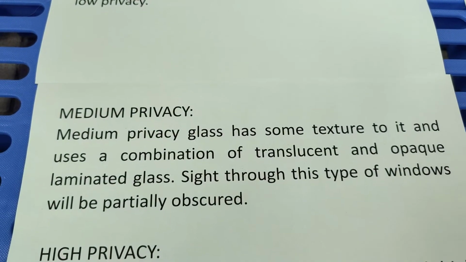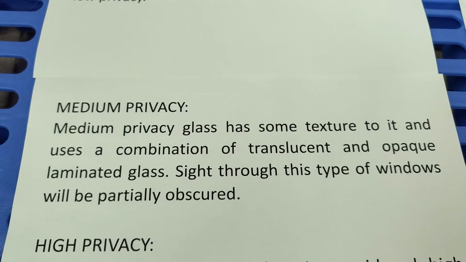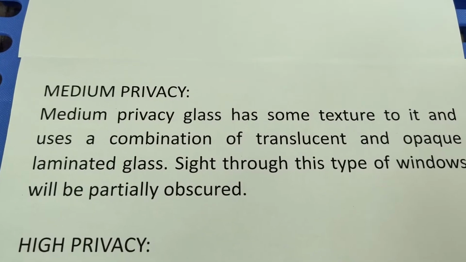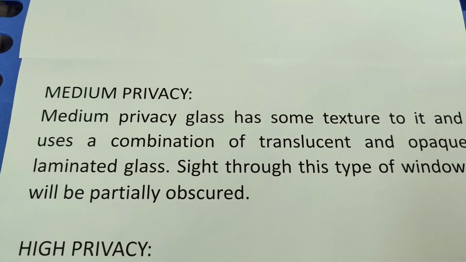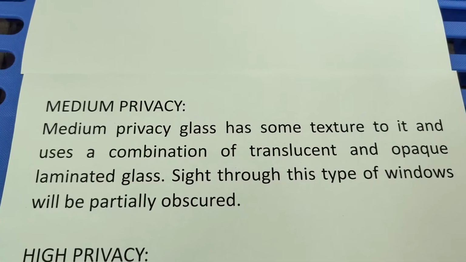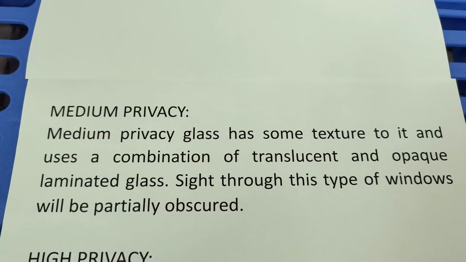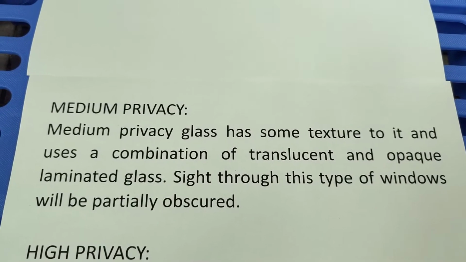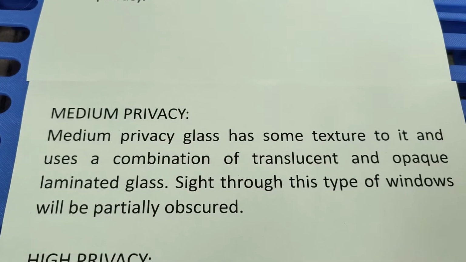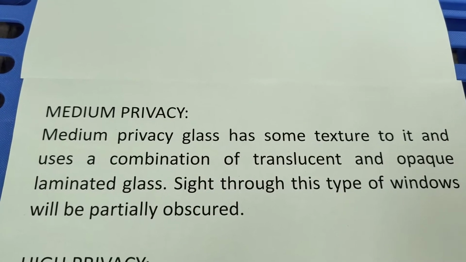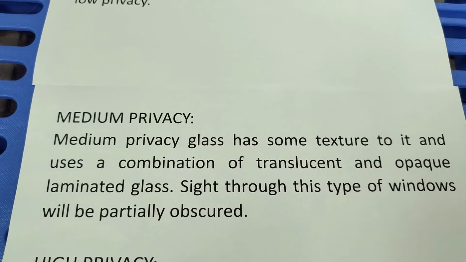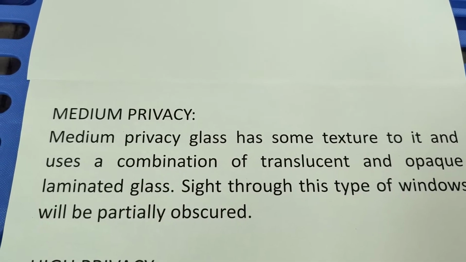Medium privacy. Medium privacy glass has some texture to it and uses a combination of translucent and opaque laminated glass. Sight through this type of window will be partially obscured.